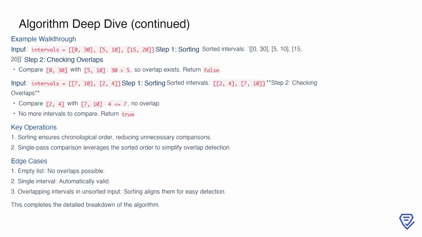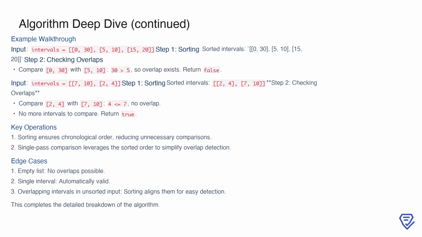Let's walk through some examples to see the algorithm in action. For the input intervals [0, 30], [5, 10], [15, 20], the first step is to sort them, resulting in [0, 30], [5, 10], [15, 20]. Next, we compare consecutive intervals. Comparing [0, 30] with [5, 10], we see that 30 is greater than 5, indicating an overlap, and we return false. For another input, [7, 10], [2, 4], sorting gives [2, 4], [7, 10].